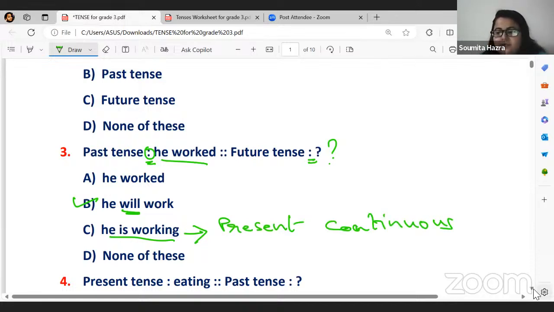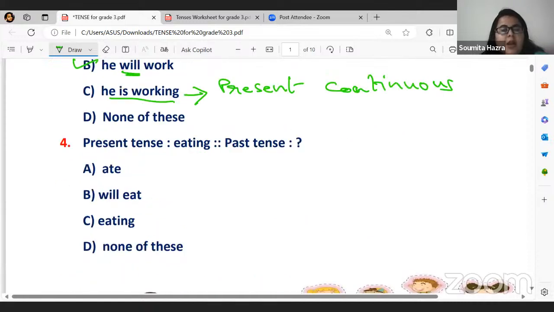Okay. Next, number 4. Present tense equals to eating. Okay, fine. What is an example of past tense? Which verb among these is written in past tense? Ate is in past tense. Will eat is in past tense. Eating is in past tense, or none of these. Which one is written in past tense?